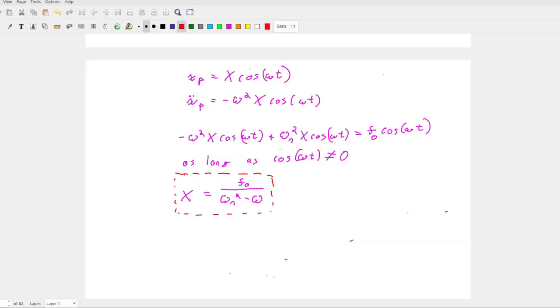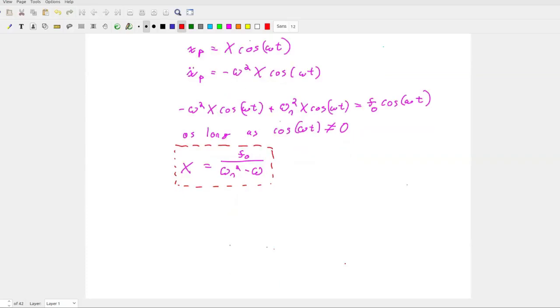You can see that if omega n equals omega, you have F naught divided by 0, which becomes undefined, which might cause an issue later. Something to see from this. We don't have to spend too much time on it. So as long as omega n is not omega, as long as those two are not equal, we can get x of your particular solution is equal to F naught over omega n squared minus omega squared, cosine of omega t.